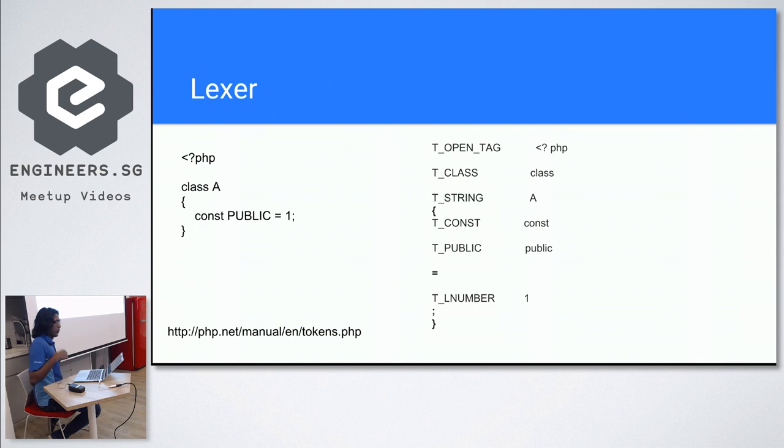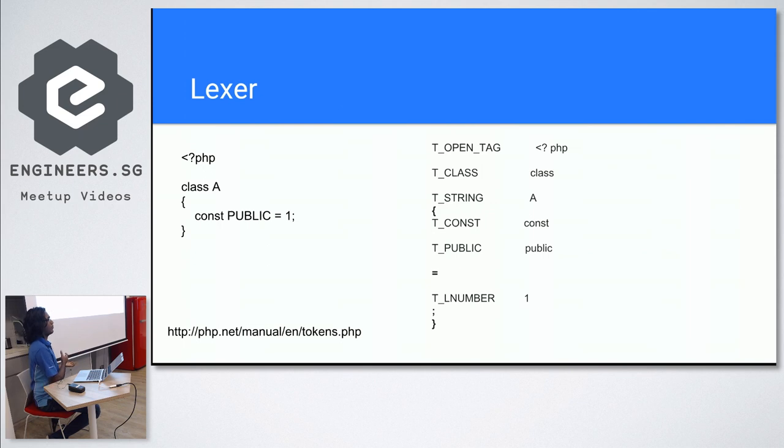Okay. So the lexer identifies your script. Let's just go through the example. The PHP open tag is an open tag, so it's set as T_OPEN_TAG. This kind of generalizes your code.